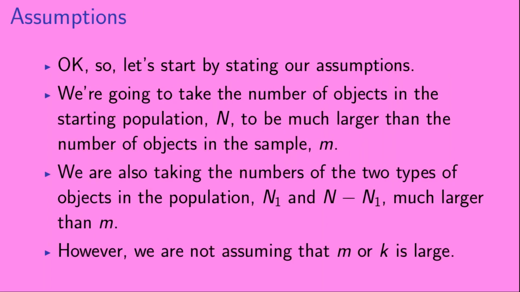Okay, so let's start by stating our assumptions. We're going to take the number of objects in the starting population, n, to be much larger than the number of objects in the sample, m. We are also taking the numbers of the two types of objects in the population, so n1 and n minus n1, much larger than m. However, we are not assuming that m or k is large.